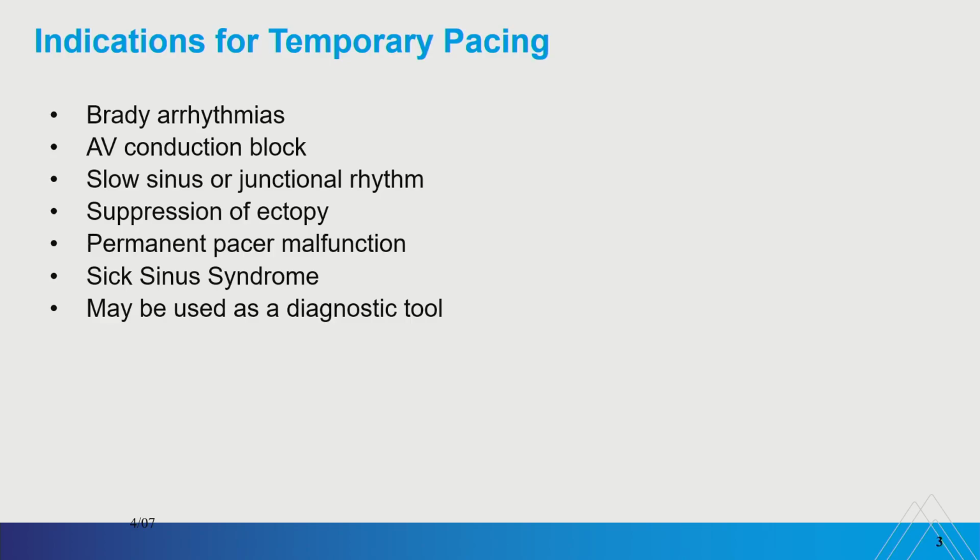Indications for temporary pacemakers would be bradyarrhythmias, AV conduction blocks like second or third degree heart blocks, slow sinus or junctional rhythm. We can use it for suppression of ectopy. I think Michaela was talking earlier today about atrial pacing. It can be prophylactic for atrial fibrillation or prophylactic for PVCs. Permanent pacemaker malfunction, sick sinus syndrome, and it can also be used as a diagnostic tool, and I hope we have time to go over that towards the end, okay?